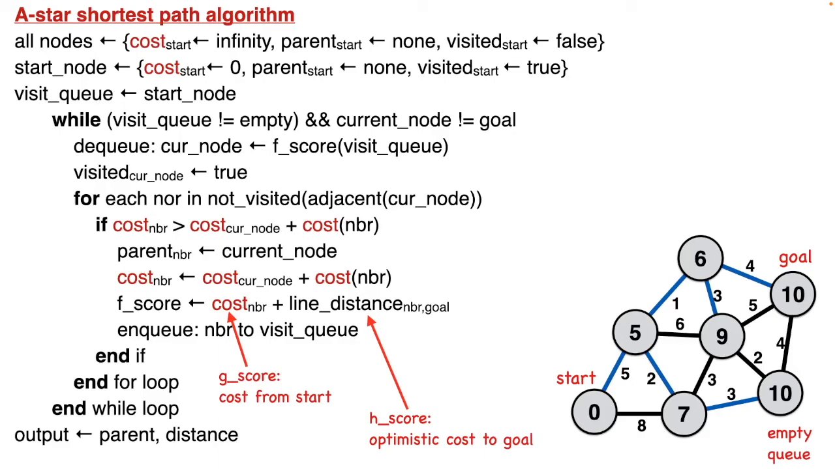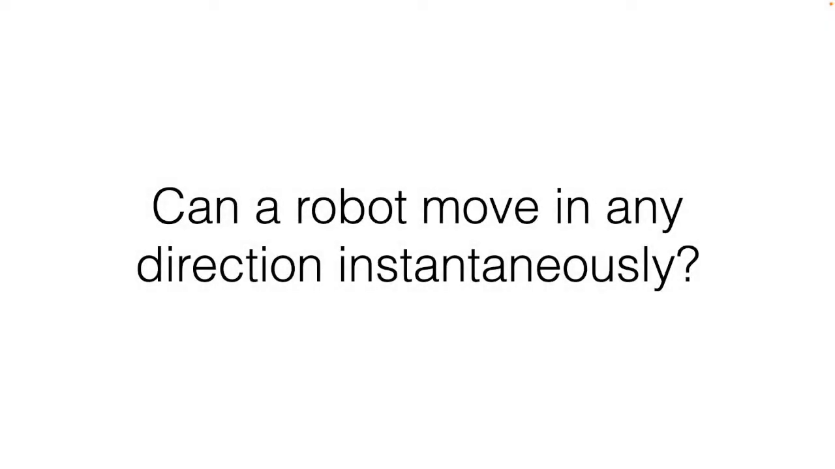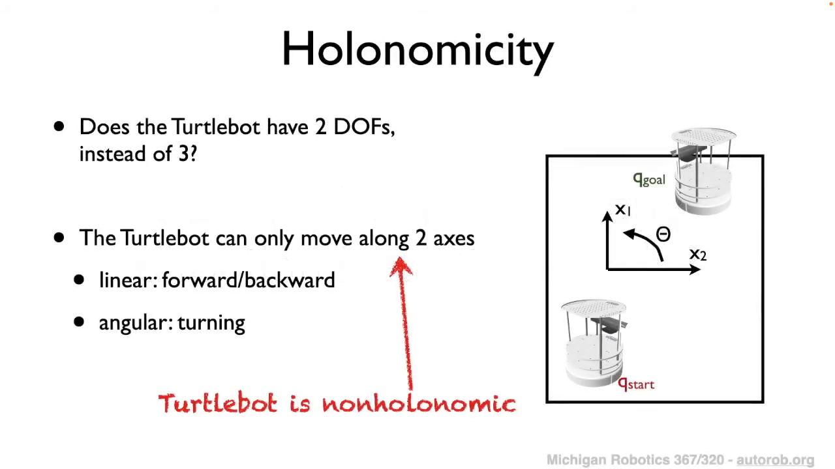And so if we want a robot to be truly smooth, we might want to consider robots whose motion is not constrained in that fixed grid-like fashion. So the question that we're dancing around then is whether or not our robot could maybe move simultaneously in multiple or any direction. And so it turns out that some robots actually do have this property. And so this property is what's referred to as being holonomic, or the holonomicity of a robot.